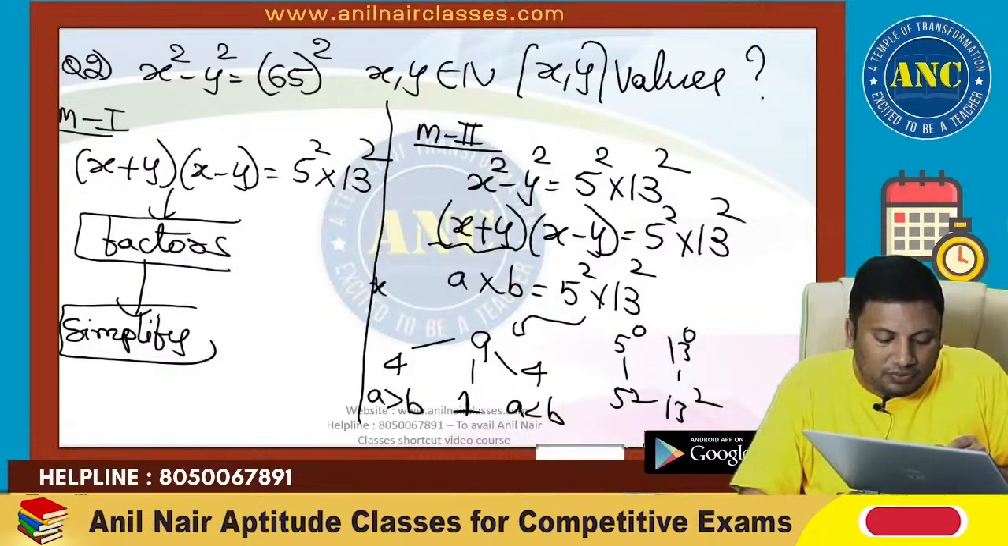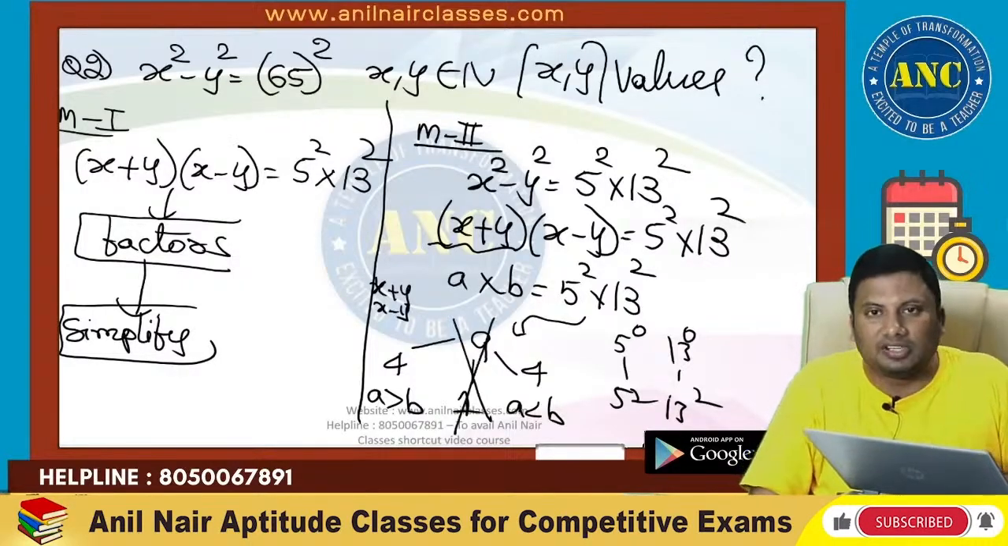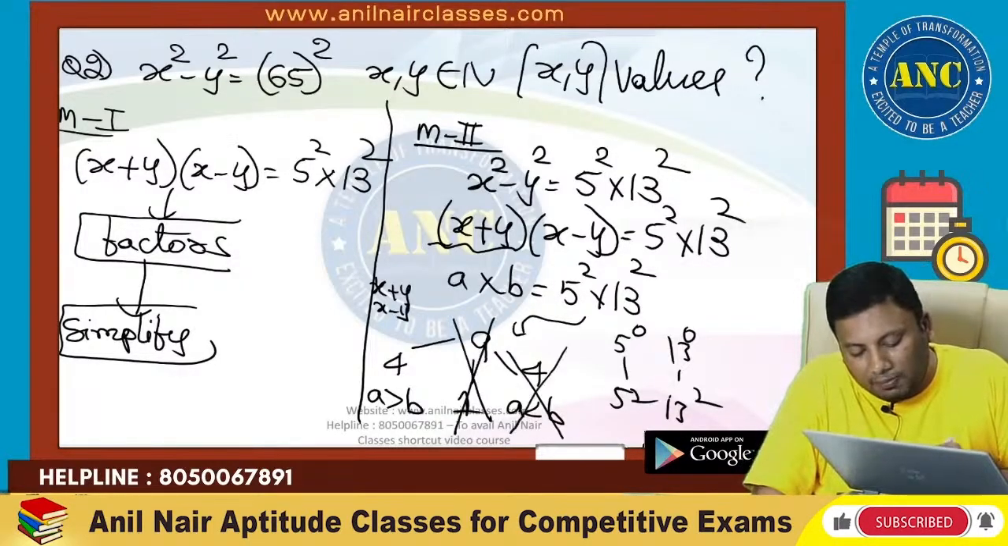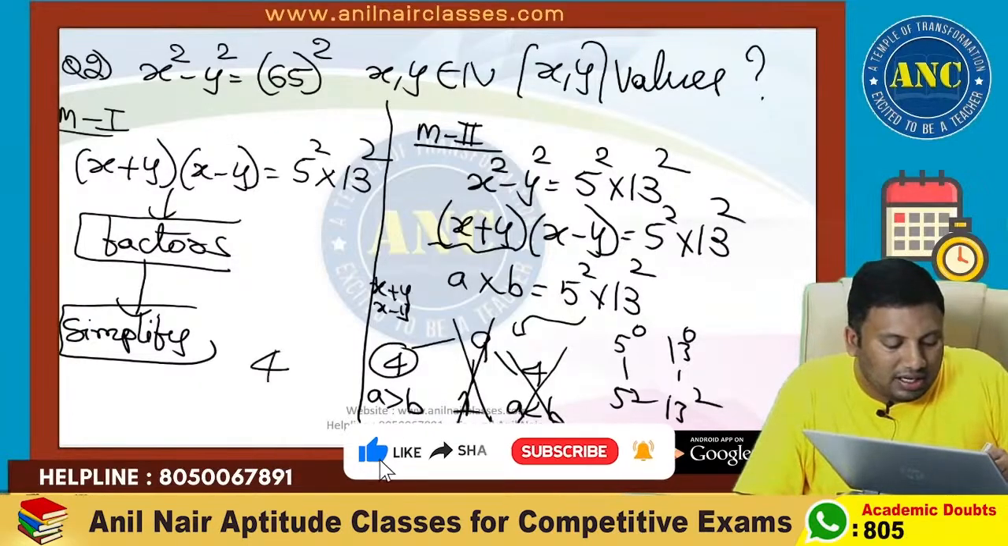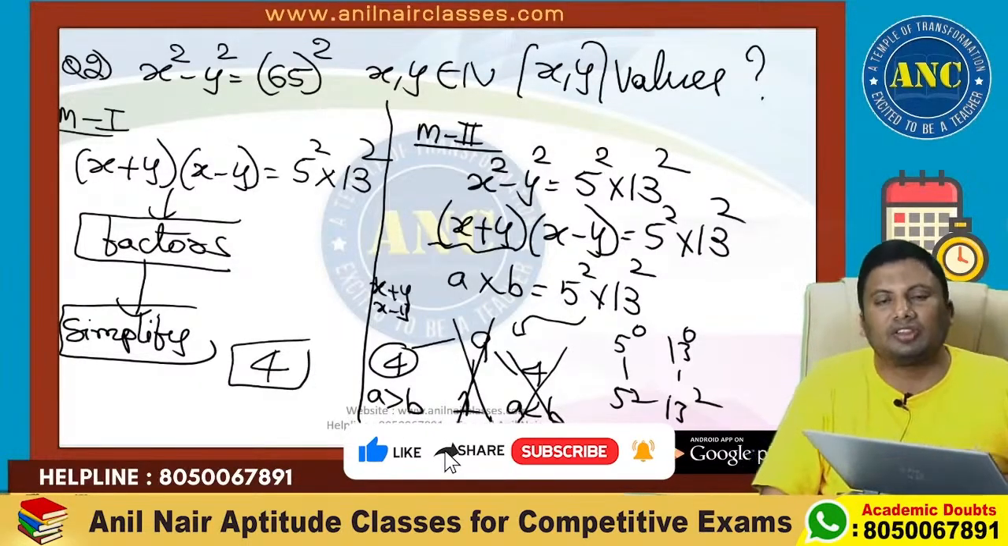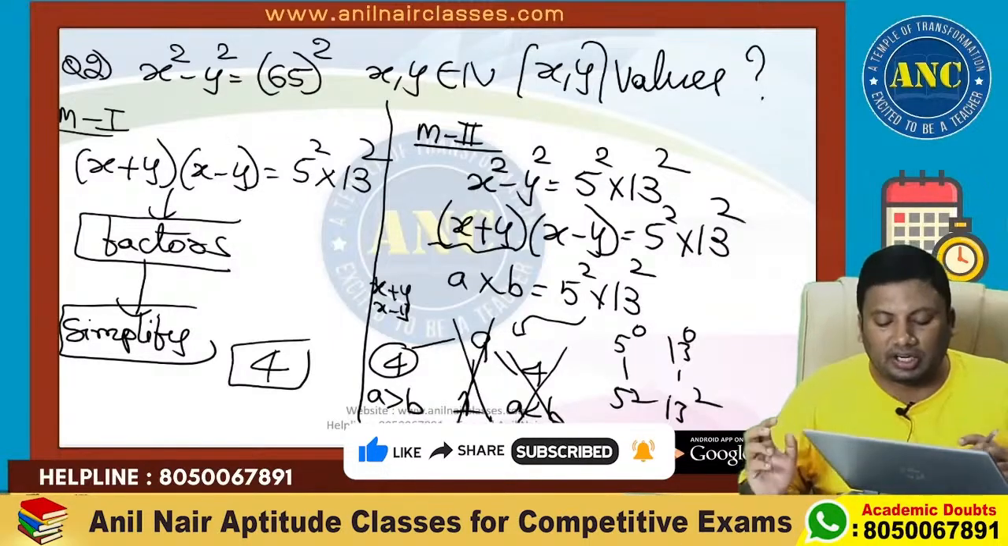If A is equivalent to B, then x plus y and x minus y are both equal, so one variable will be 0. The sum of two natural numbers can never be less than their difference. The answer is nothing but 4. Just by looking at the question, you will get the answer to be 4.